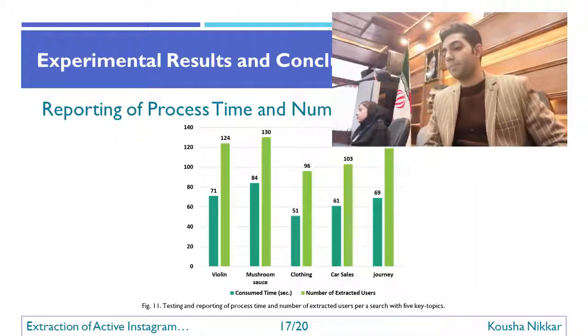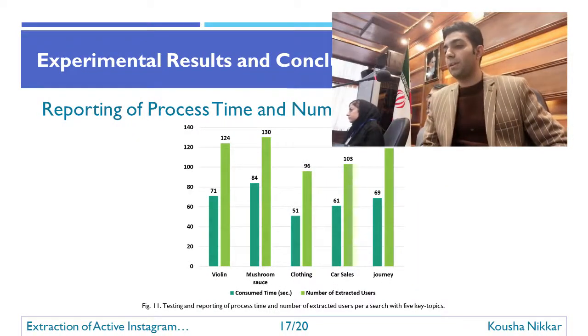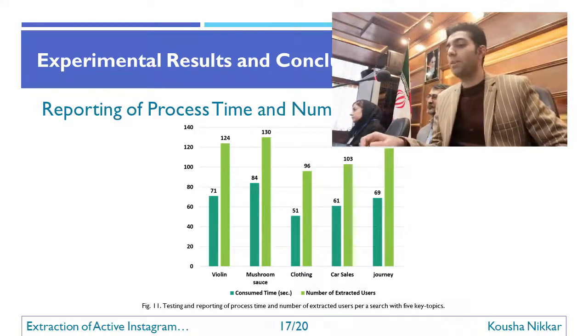For the results, it is remarkable to calculate and report the speed of the proposed method. We searched a number of key topics that we knew had many posts about them. In this examination, two parameters, time and number of extracted users, were reported, and by their average we were able to determine the velocity of our method. On average, each process may take about 67.5 seconds with 115 extracted users per process. So we can conclude our method has a speed of 2 UPS, users per second.